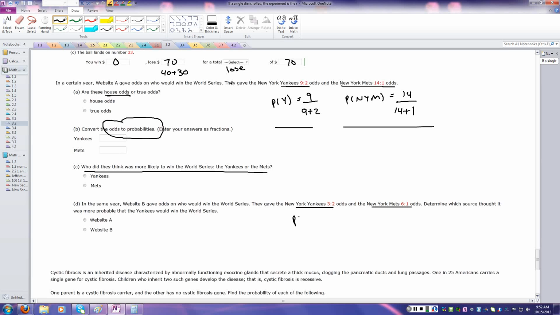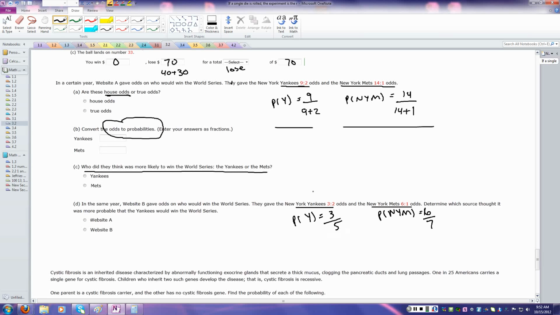So if we thought the probability for the New York Yankees, I guess I'll just put Y here, would be 3 over 5, and here the probability of the New York Mets would be 6 over 7.